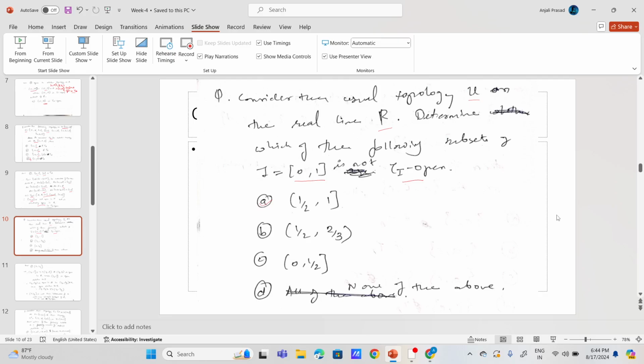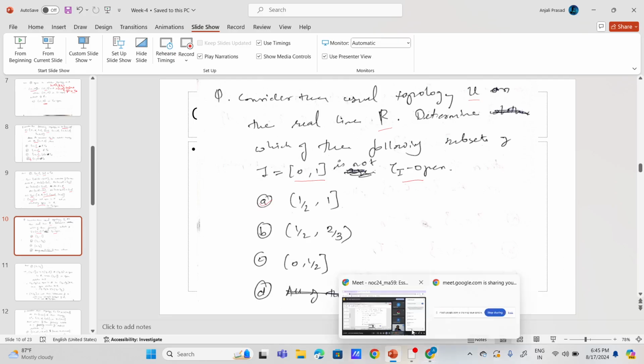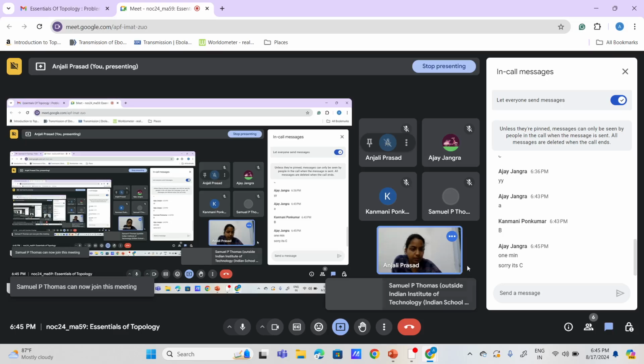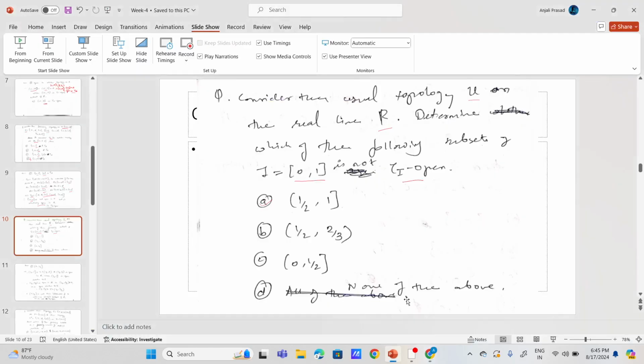You need to find which is not tau I open. Which one of these is not tau I open? You don't need to find which one is tau I open. Just read the question again. You need to find which one of these is not tau I open. So you're saying C. Okay. Others also check which one will be the correct option.